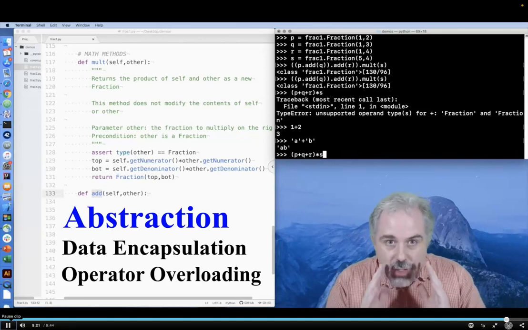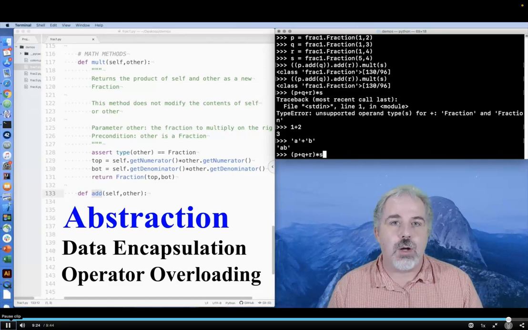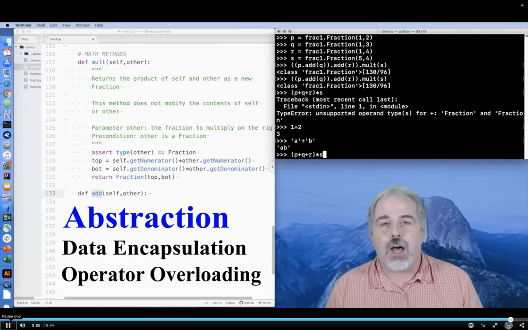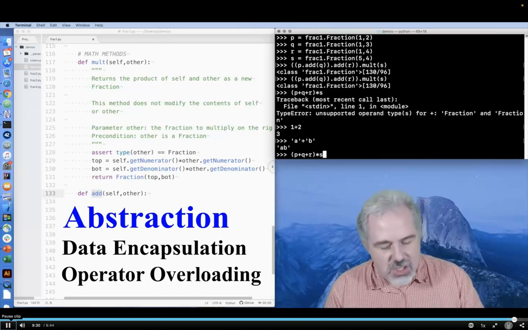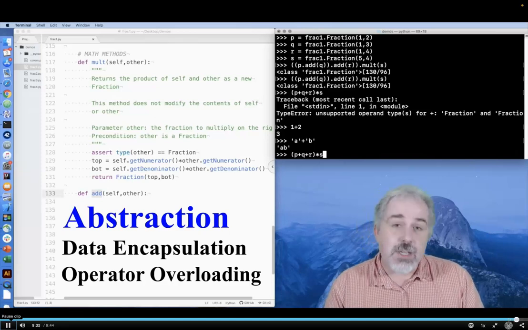Operator overloading is an incredibly powerful tool, and it exists not just in Python, but in a lot of different languages. It exists in C++, it exists in C#. It just doesn't exist in Java. So for those of you who go on to 2110, I'm sorry.